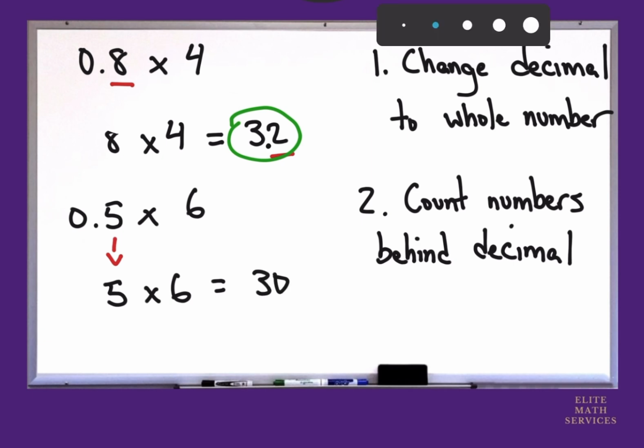Then we use our second rule. We count the numbers behind the decimal. We only have one number behind the decimal, which is that 5. And so in our answer, we're only going to have one number behind the decimal. So the decimal should be placed between 3 and the 0, which gives us a final answer of 3.0, which is also the same as 3.